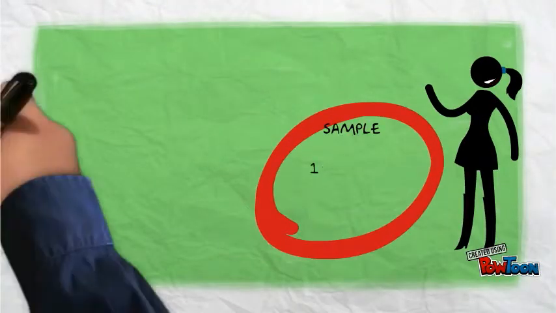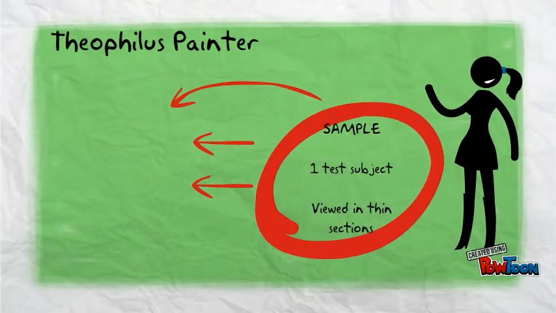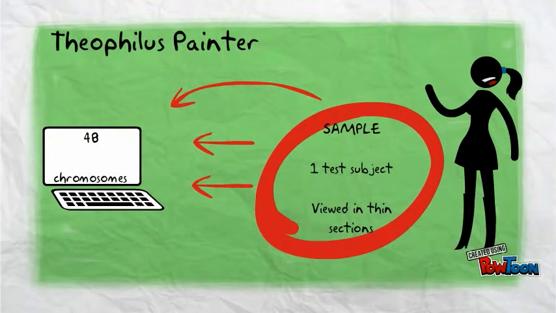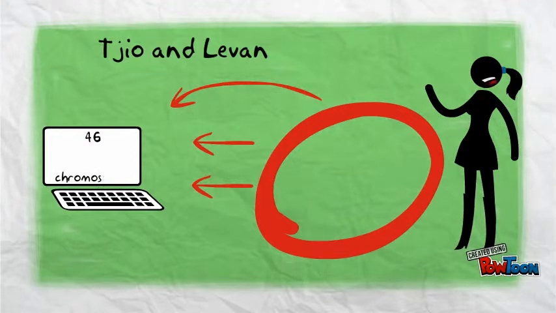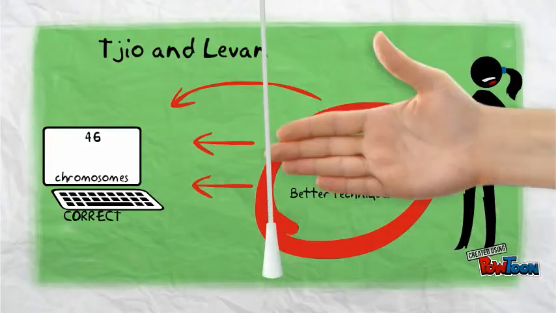Theophilus Painter, a preeminent cytologist of the time, had the world thinking since 1923 that we possessed 48 chromosomes, and it stayed that way till 1956 when Joe Hin Tjio and Albert Levan applied newer and more accurate methods to tell us differently. But what does this have to do with diseases?